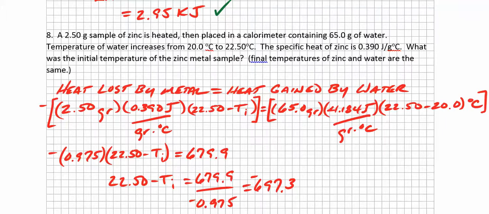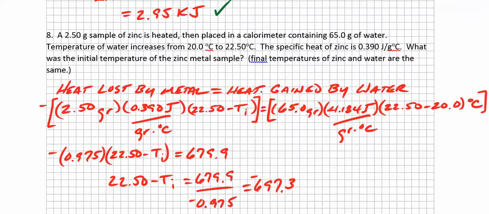Now, there's no chemical reaction involved here. I'm just placing a heated piece of metal into some water and looking to see what happens. The specific heat of zinc is 0.390 joules per gram per degree Celsius, and they want to know the initial temperature of the zinc metal sample. They're also telling me that the final temperature of the zinc and the water are the same, so they're in equilibrium. So here's the strategy I'm going to use: the heat lost by the metal is equal to the heat gained by the water.